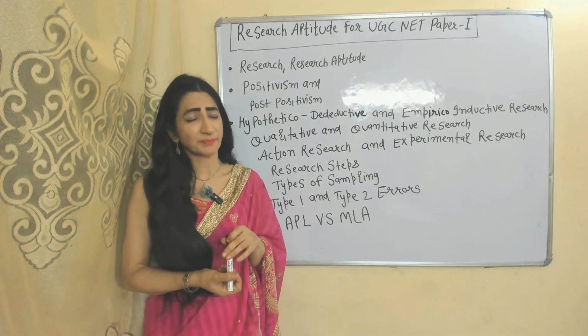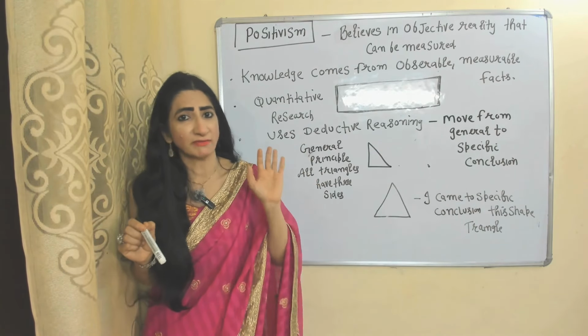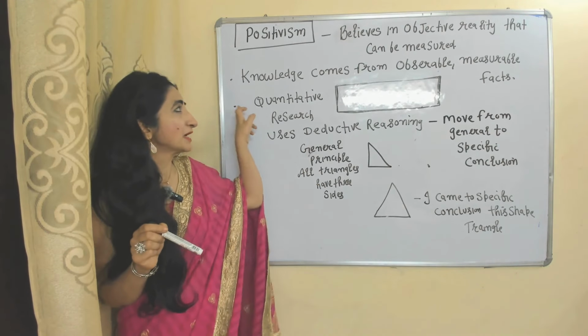Positivism approach of research. The positivism approach believes in objective reality where everything can be measured in terms of number. In objective reality, thoughts, feelings and emotions don't exist, as we cannot measure them in terms of number. According to this approach, knowledge comes from direct observation and measurable effect. And this approach believes in quantitative research.